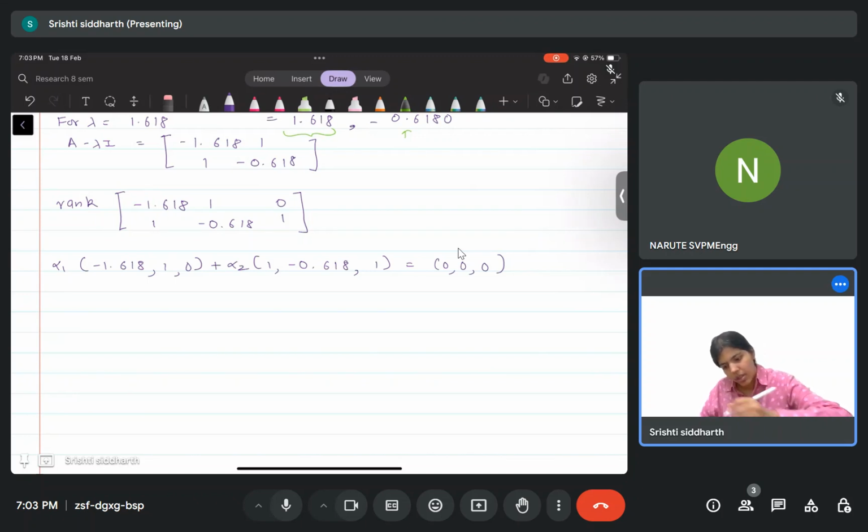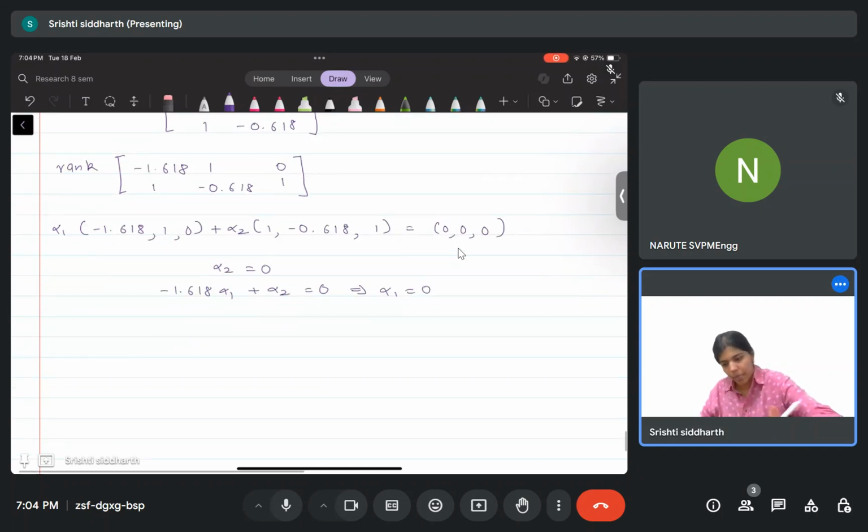Alright, so let's see the third equation. This is going to be 0 times alpha 1 plus alpha 2 equals 0. And then you can just substitute, right? So minus 1.618 alpha 1 plus alpha 2 equals 0. And substituting alpha 2 equals 0, which implies that alpha 1 is also 0. So we have rank equals 2. Therefore, the system is stabilizable.